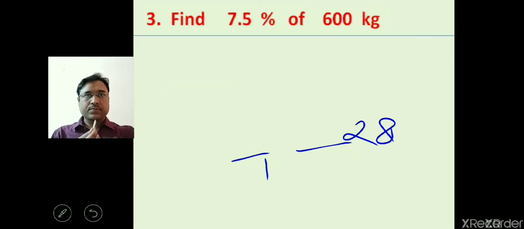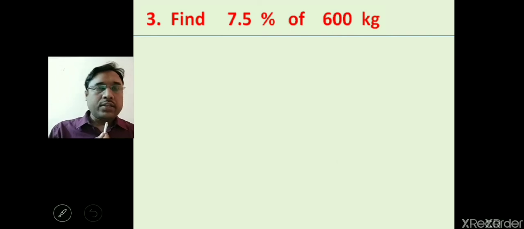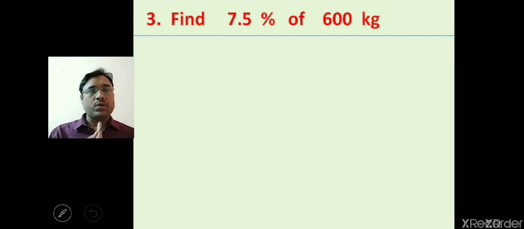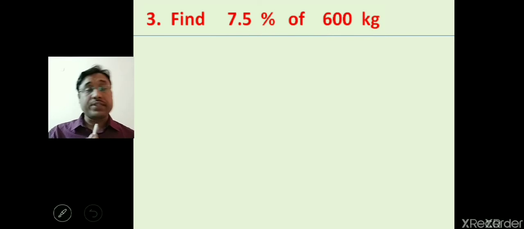Now this time the number associated with the percentage symbol is also a decimal number. So 7.5% of 600 kg. How will you find that? This time I have written 7.5, which means it is a decimal number. So how will you find that?